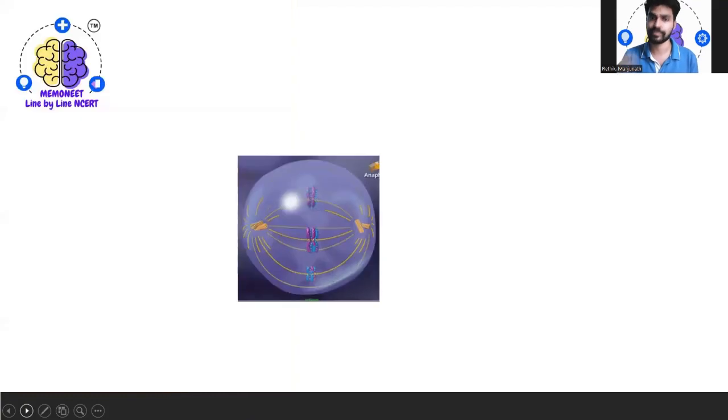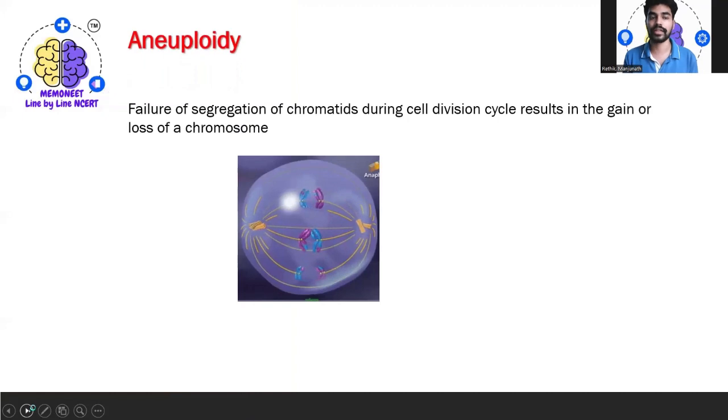Chromosomal disorder. So moving to the topic, some terminologies come up, like aneuploidy. So what is aneuploidy? During cell division, we know that chromosomes get equally separated and equally distributed, right? What happens if there is a failure of segregation of these chromatids during cell division? That results in a gain or loss of chromosomes.